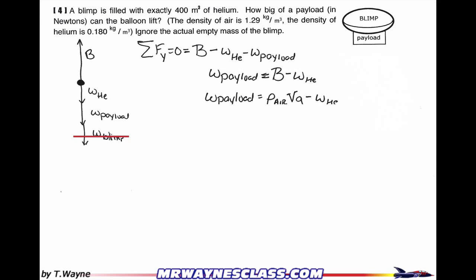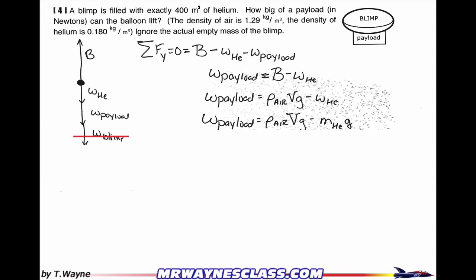So let's see, the buoyant force is rho vg, so that's rho of the air, the volume of the blimp that's in the air, and g, minus the weight of the helium. Since the whole blimp is in the air and the whole blimp is submerged, I'm going to use the whole volume of the blimp. The weight of the payload is equal to the density of the air times the volume times gravity, minus mass times g, so that's the mass of the helium times g.